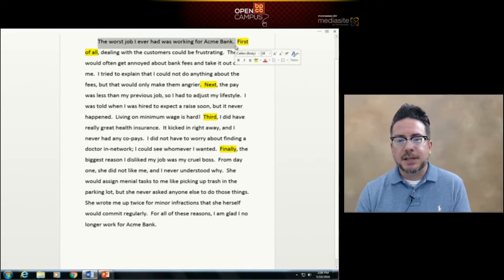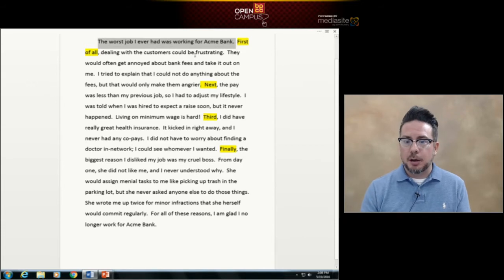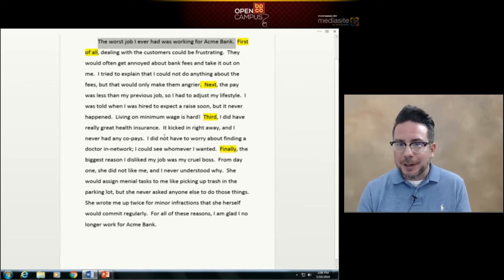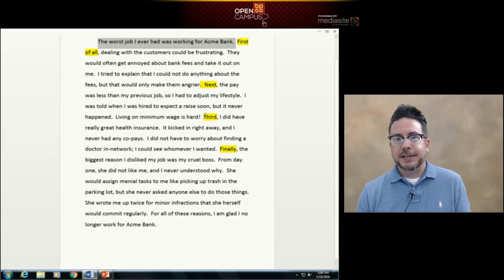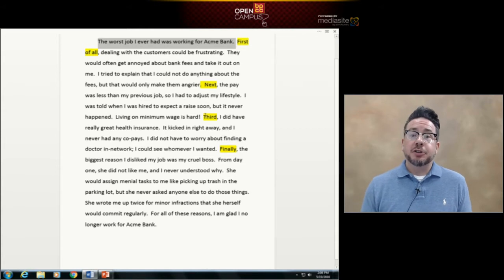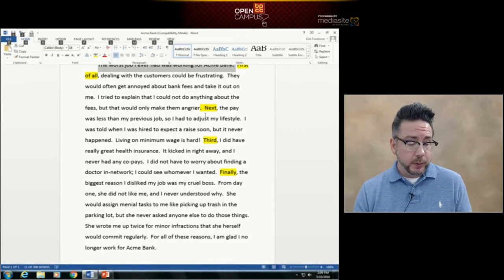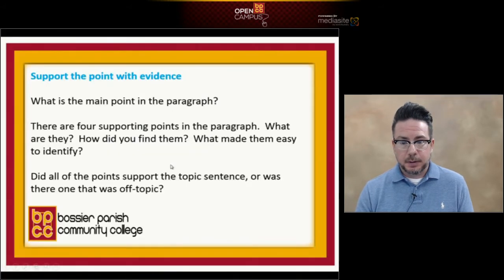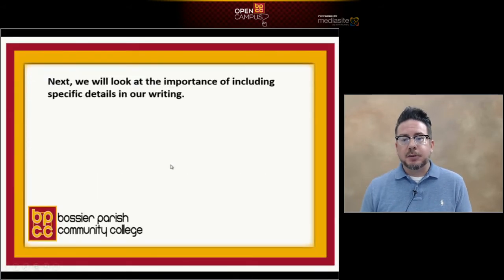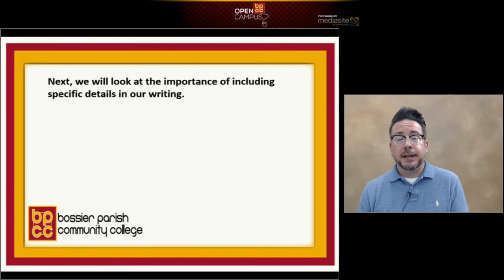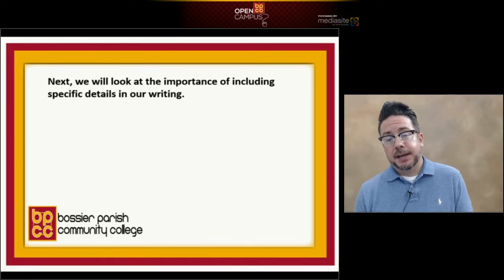When I read that topic sentence, I expect the whole paragraph to be about reasons why they dislike the job. Well, who would dislike having really great health insurance? So even though this point may have been true, it just doesn't belong in the paragraph. And it's our job as writers to decide which supporting points belong and which we can leave out. All right, so in the next lesson, we're going to look at the importance of including specific details in our writing.